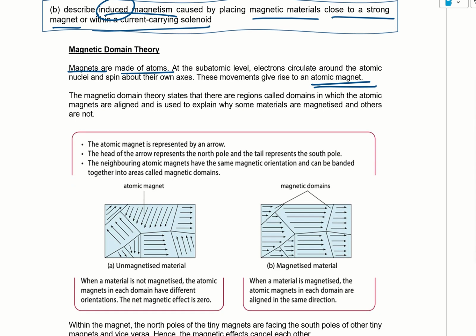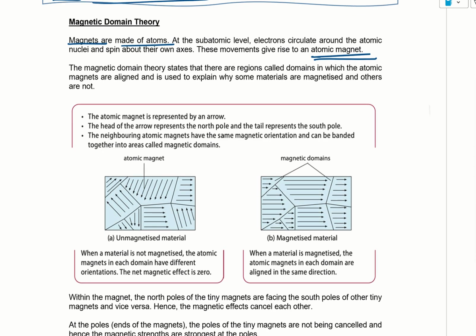The magnetic domain theory states that there are regions called domains in which the atomic magnets are aligned, and it is used to explain why some materials are magnetized while others are not, because non-magnetic materials do not have this magnetic domain.